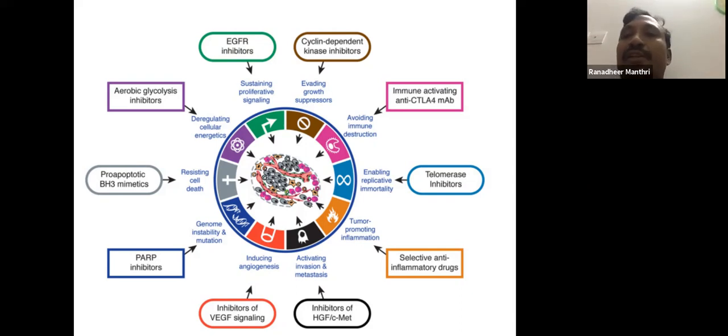These are the three things which I am interested in. Aerobic glycolysis inhibitors, they have not yet been used. Pro-apoptotic BH3 mimetics, still not in use. Selective inhibitors of HGF mutation, these three things are still not in use, which will be the future of therapy in cancer. Next slide.